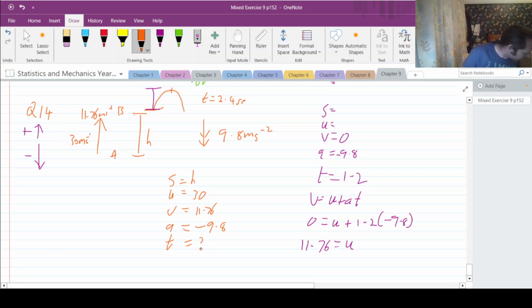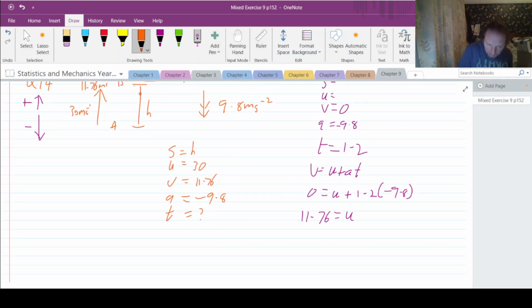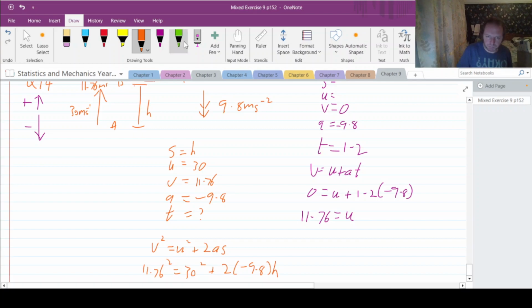So calculate the value of h. I'm just looking for h in this case. So the distance, I want something without time involved in it. So we will use v squared equals u squared plus 2as. So 11.76 squared is equal to 30 squared plus 2 times minus 9.8 times h.